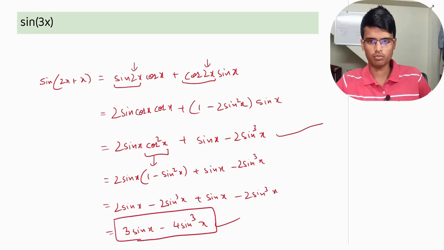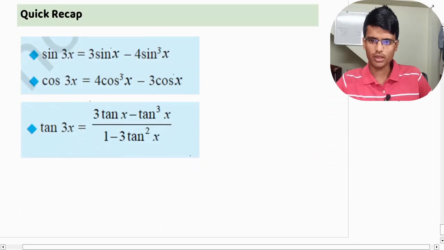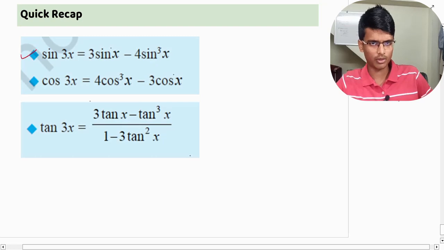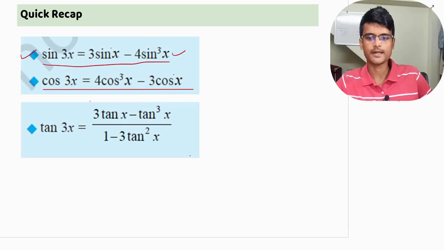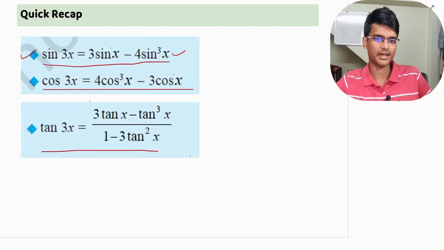Okay, moving on. For cos 3x, similarly you can derive. That is homework for you guys, with a similar approach. This is a very important formula: 3 sin x minus 4 sin³x. For cos 3x, it is 4 cos³x minus 3 cos x. And for tan 3x, it is (3 tan x minus tan³x) divided by (1 minus 3 tan²x). So I would suggest you to derive this formula.